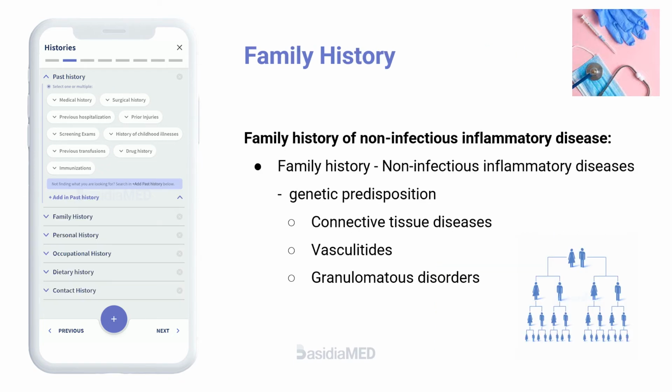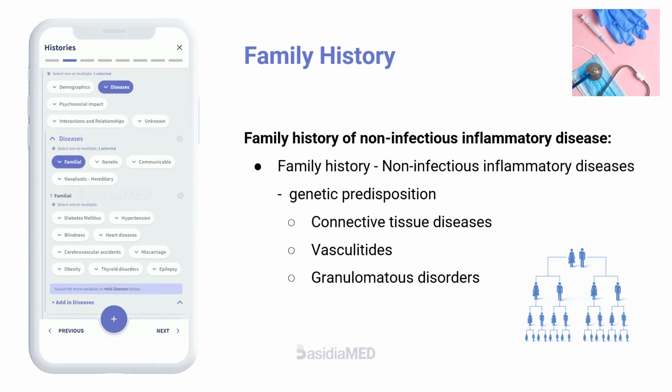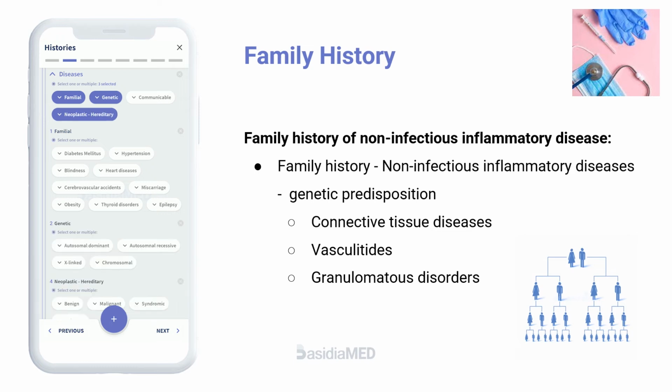Family history. A family history of non-infectious inflammatory diseases can indicate a genetic predisposition that may increase the risk of developing a non-infectious inflammatory disease. These may include connective tissue diseases, vasculitides, and granulomatous disorders.